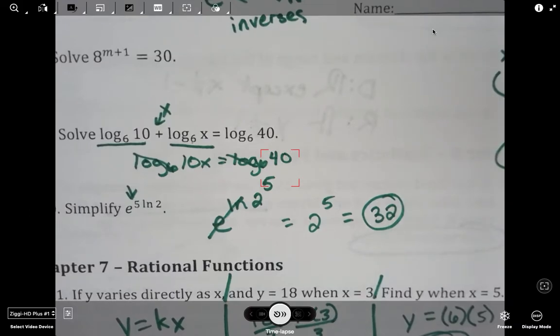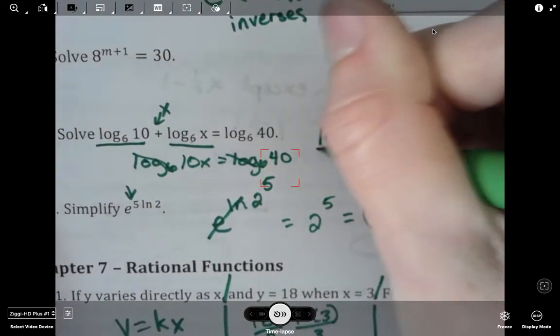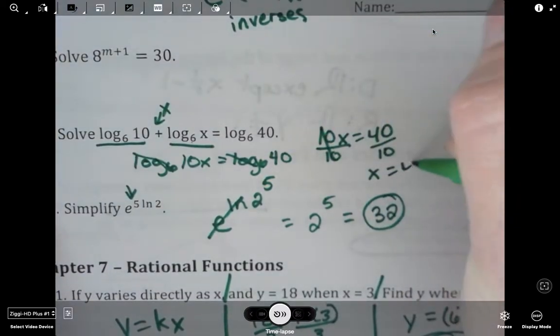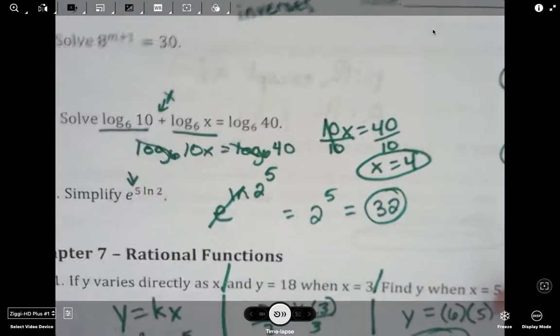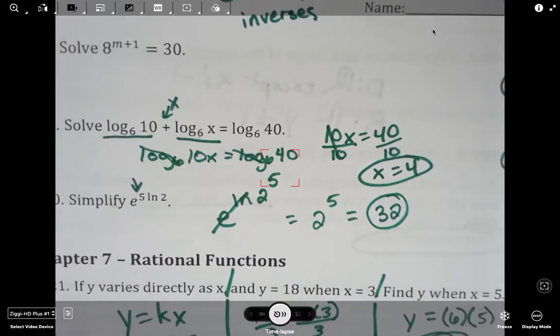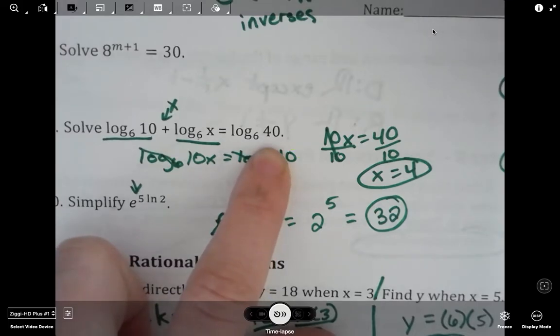Right? So 10x equals 40. So then divide by 10 and x is 4. Okay? This problem actually came from a test somewhere, I think at some point. 40, because 10 plus x is 40, right? 10 plus 30 is 40. That's not the right answer.